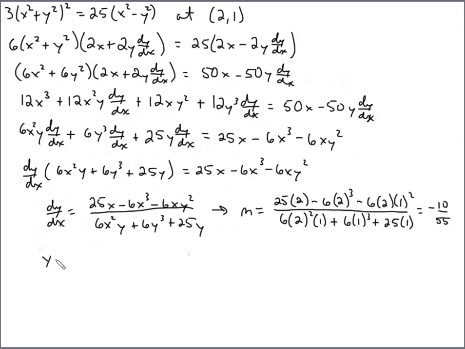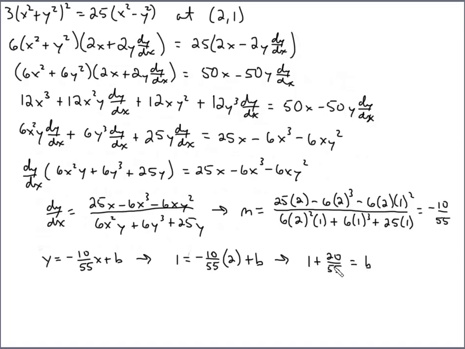So the equation of our tangent line will be y is equal to negative 10 over 55 x plus some b value. You can find that b value by plugging in the point again, so we get 1 is equal to negative 10 over 55 times 2 plus b. Solve this for b, that's going to be negative 20 over 55. Add that to the other side, I'm going to get 1 plus 20 over 55 is equal to b.